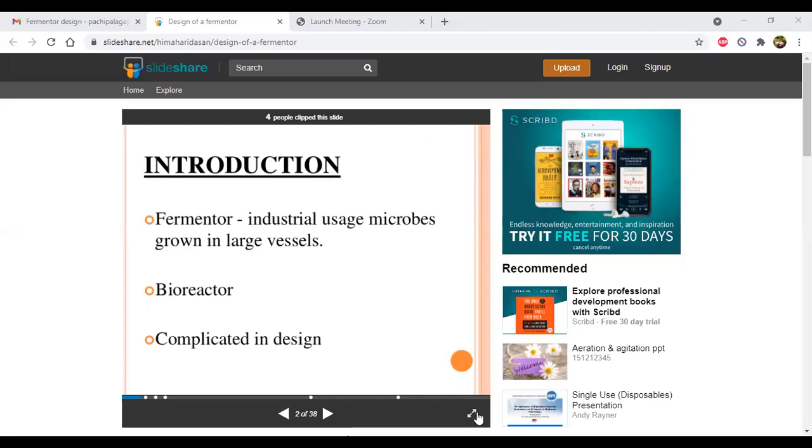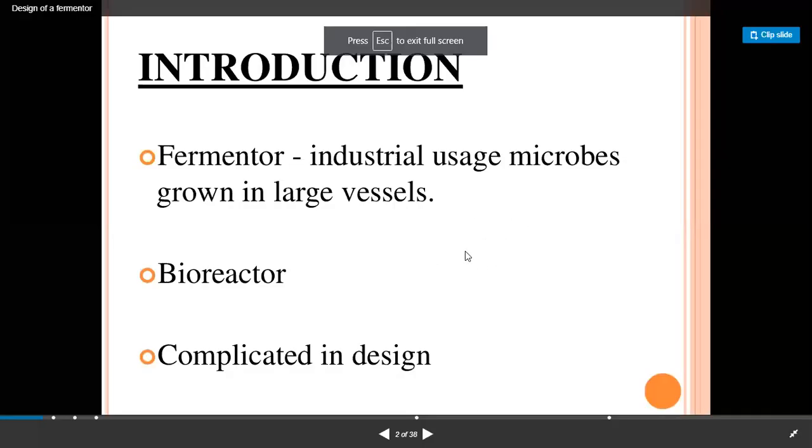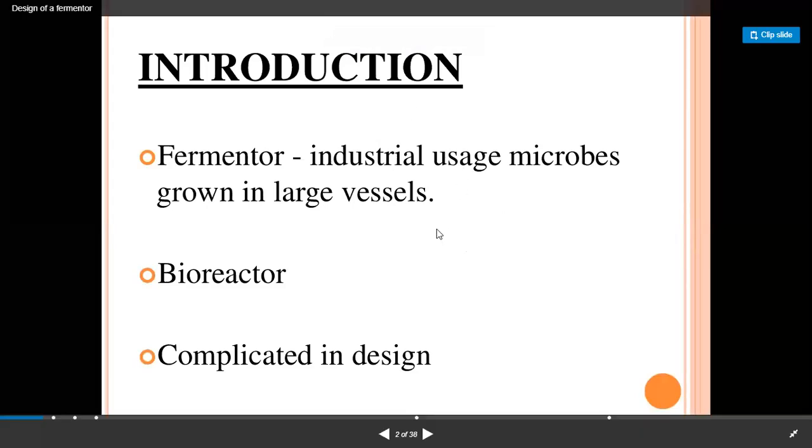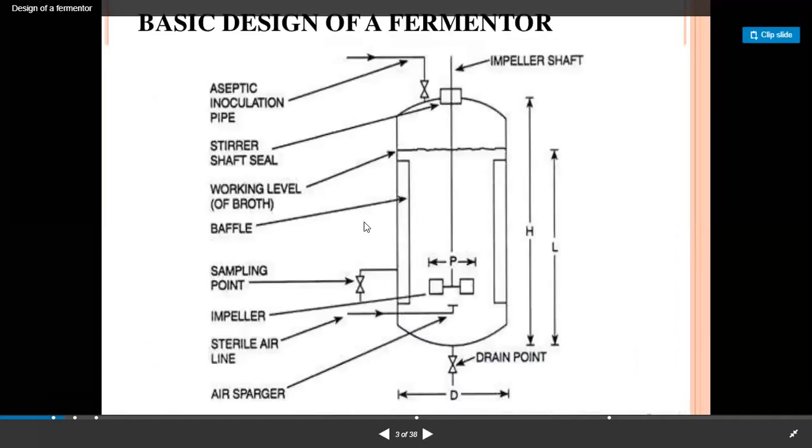Today, we are going to discuss the factors influencing fermenter design. In our earlier classes, we have discussed many things about fermenters and their importance in fermentation technology as well as in industrial biotechnology. Fermenters are used in the industrial cultivation of microbes in large vessels, bioreactors, which are complicated in design. All these things we discuss today.